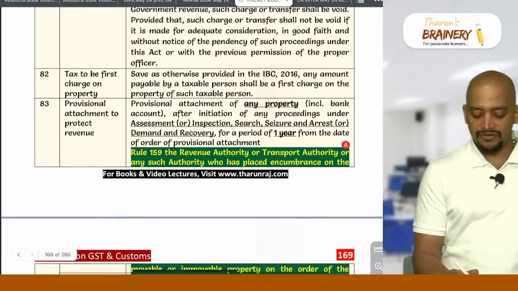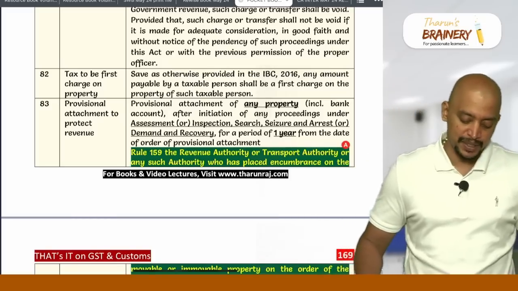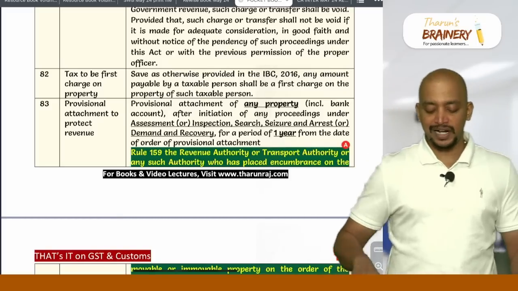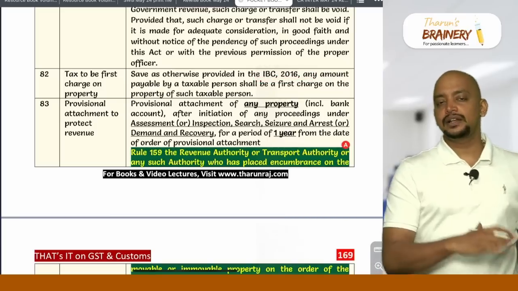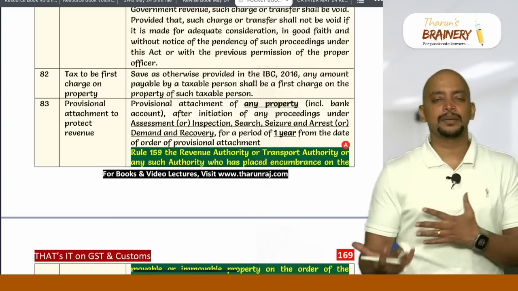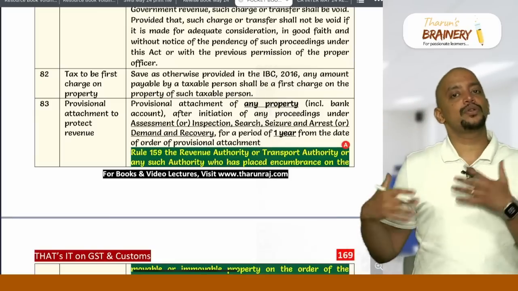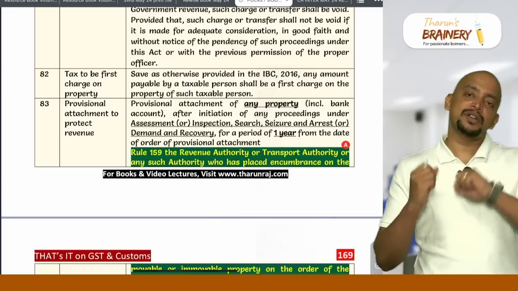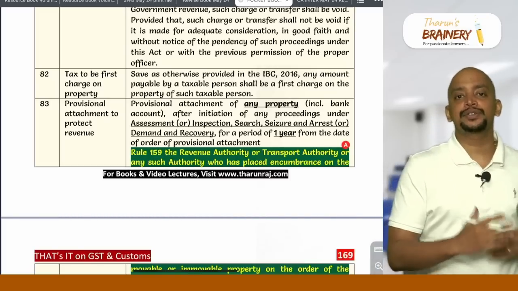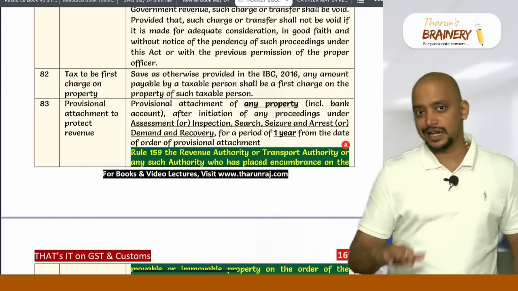And tax to be first charge on the property. What does it mean? Tax to be first charge on the property means, unless otherwise provided in the IBC, the Insolvency and Bankruptcy Code will usually prevail. Apart from that, suppose there is a company going into liquidation, whenever they realize the assets, the first payment will be made towards statutory dues. Among statutory dues, indirect tax, GST, is also a statutory due.